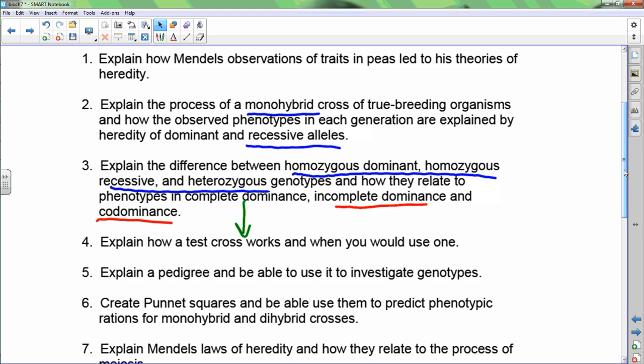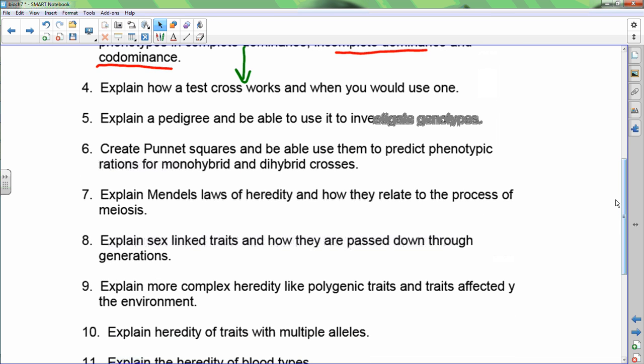All right, number 5, explain a pedigree and be able to use it to investigate genotypes. So a pedigree is basically just like a family tree, except it's made up in a way that shows traits. By shading them in, we can tell this person or organism has the trait. We use it on people a lot, but you could use it on rats or plants or whatever. It doesn't matter. So you can do a pedigree for a line of dogs or a line of pine trees. Just depends on what trait you're looking at.